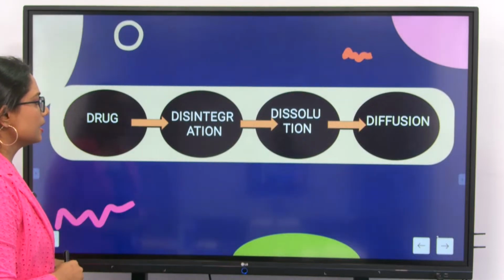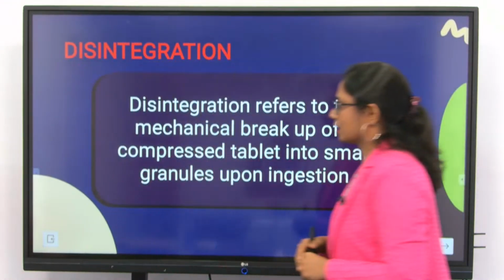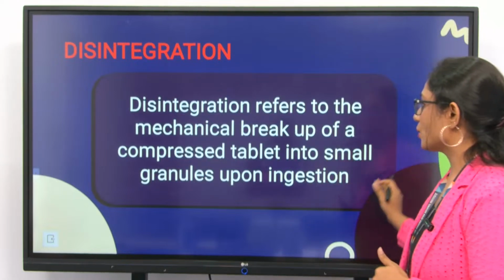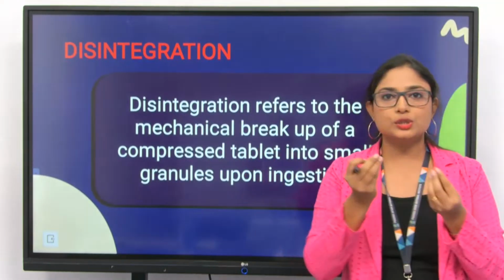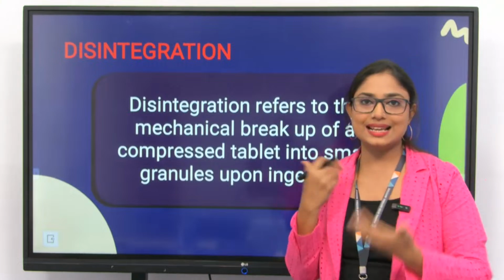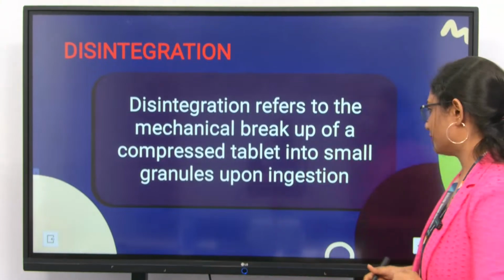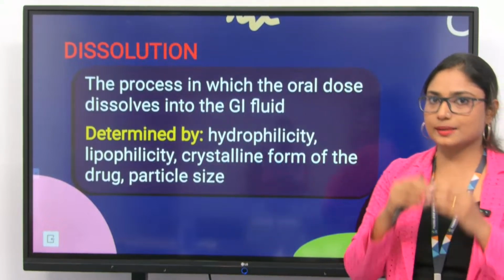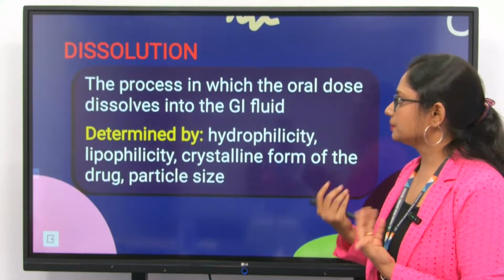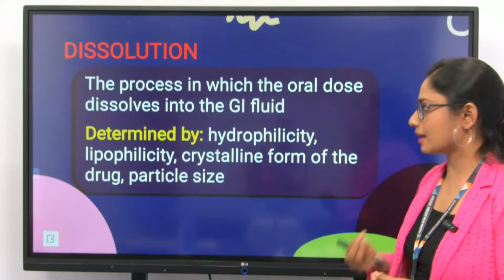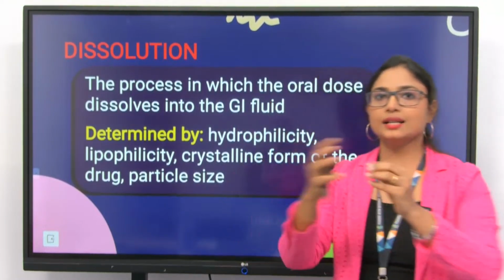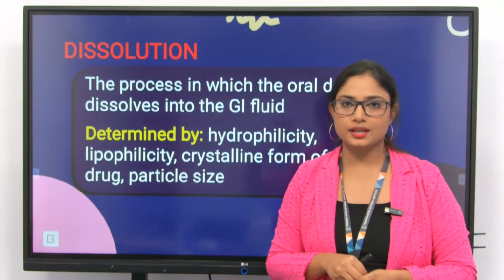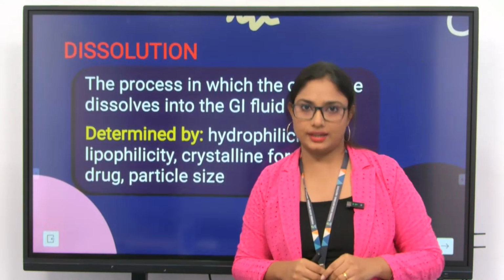So first is disintegration. What is disintegration? Disintegration refers to the mechanical breakup of compressed tablets into small granules so that it can easily get dissolved in the GI fluid. Next is dissolution. It is just the solubility of the granules in the GI fluid. And for a drug granule to get solubilized in the GI fluid, it should be hydrophilic.